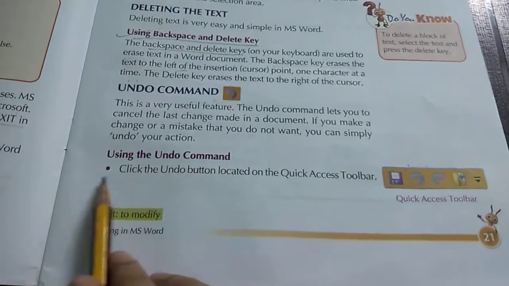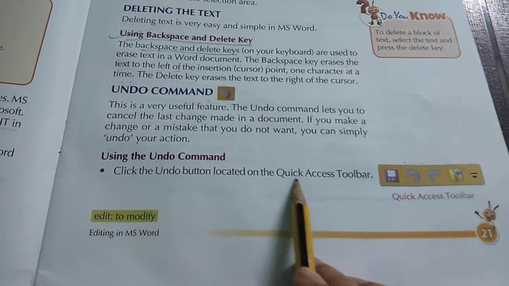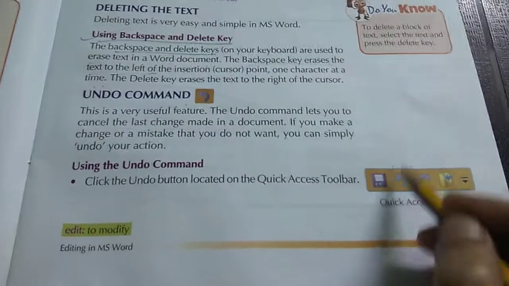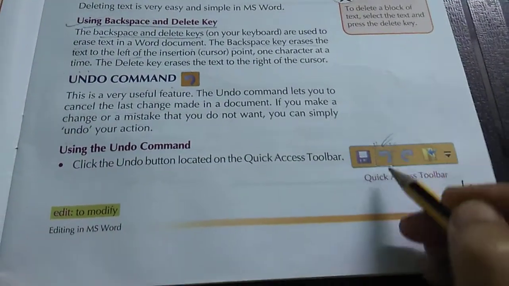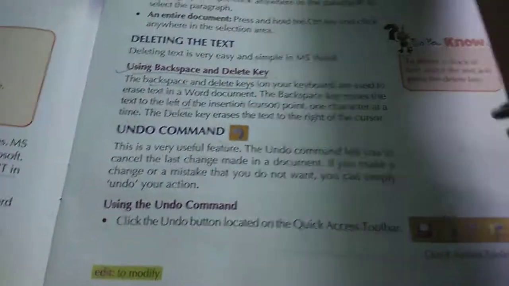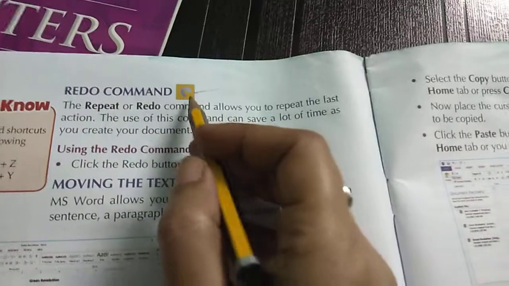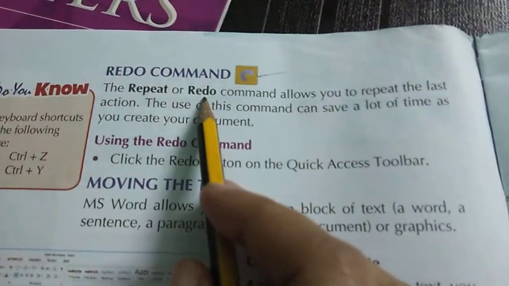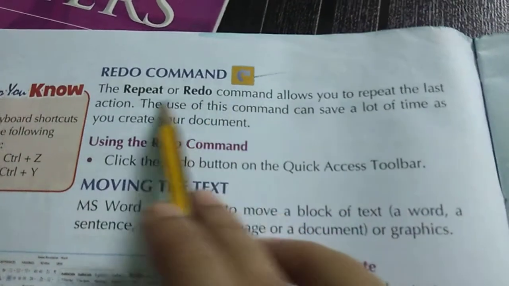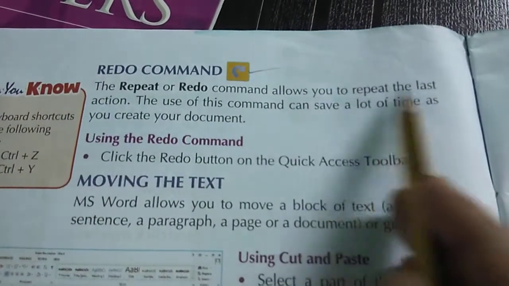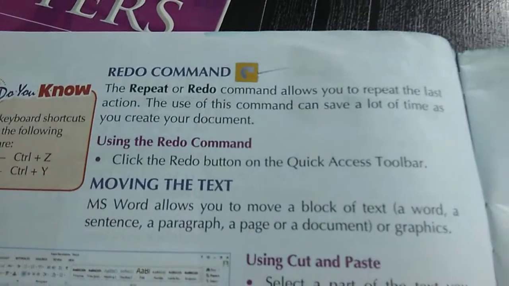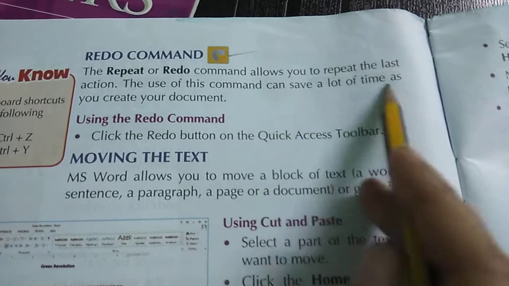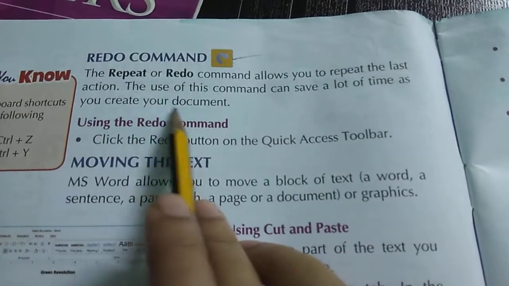Using the undo command, click the undo button located on the quick access toolbar. So this is the undo command. This sign is the undo command. Now, next we'll do redo. Next is the redo command. This is the redo command. This sign. To repeat or do again any command. Okay. The repeat or redo command allows you to repeat the last action. You can do it again, the last action. The use of this command can save a lot of time as you create your document.